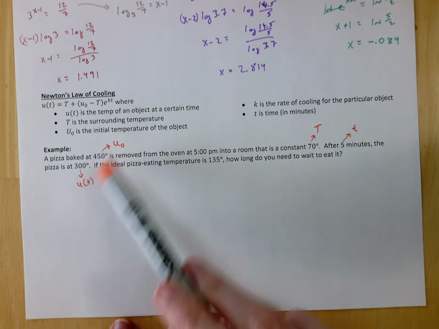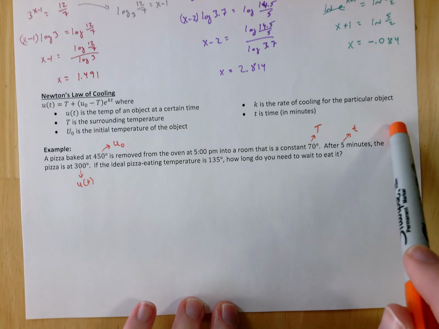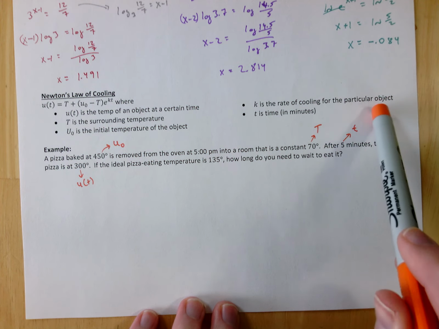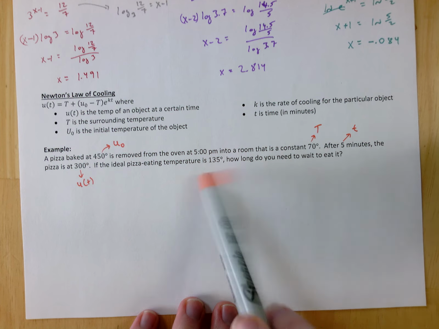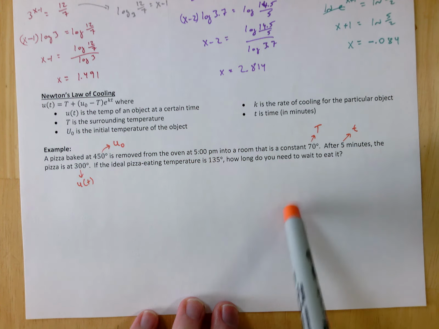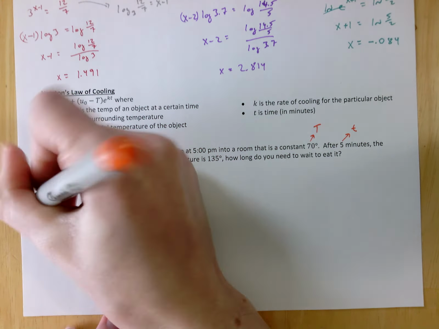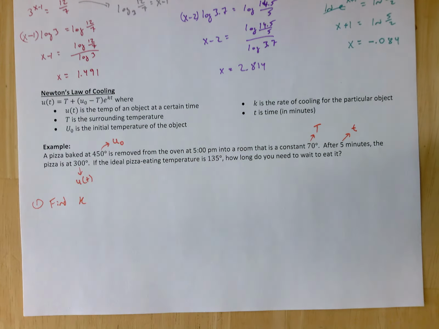So we're going to use these 4 numbers here to figure out the rate of cooling for this particular pizza. And then once we know that, we can turn around and use that to calculate this next part of the problem. Okay, so this is going to be a 2-part problem. Part 1 is we need to find K. So I'm going to use all this information.